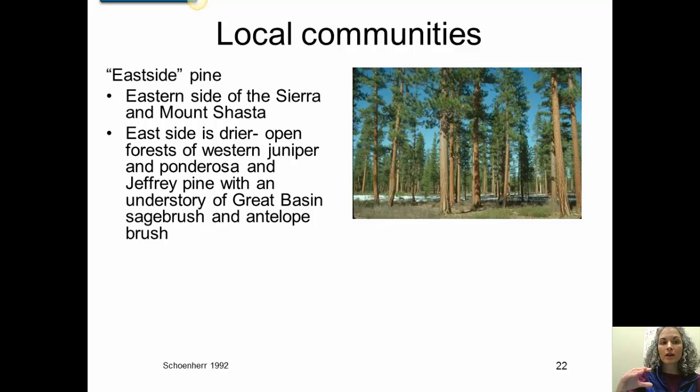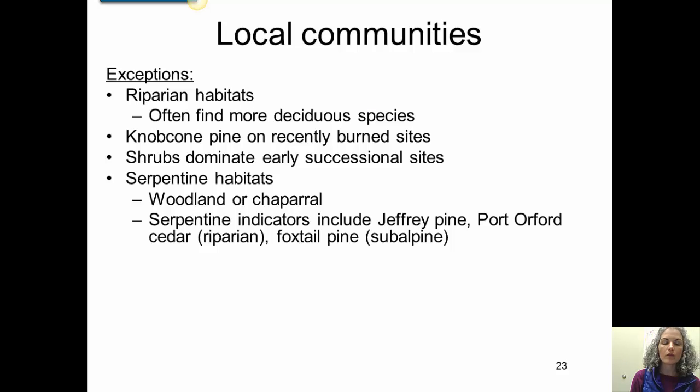Moving down in elevation a little bit, we have what's referred to as an east side pine forest. So these forests are generally found in drier areas, so areas that are in the rain shadow, like the eastern side of Mount Shasta or the eastern side of the Sierra Nevada mountains. So the growing conditions aren't as great. The trees are going to be more limited by water availability. We tend to see a more open forest canopy, and we tend to see more of the plants that are also associated with the upper Sonoran or high desert community, including plants like western juniper, and then in the understory, things like Great Basin sagebrush and antelope brush.